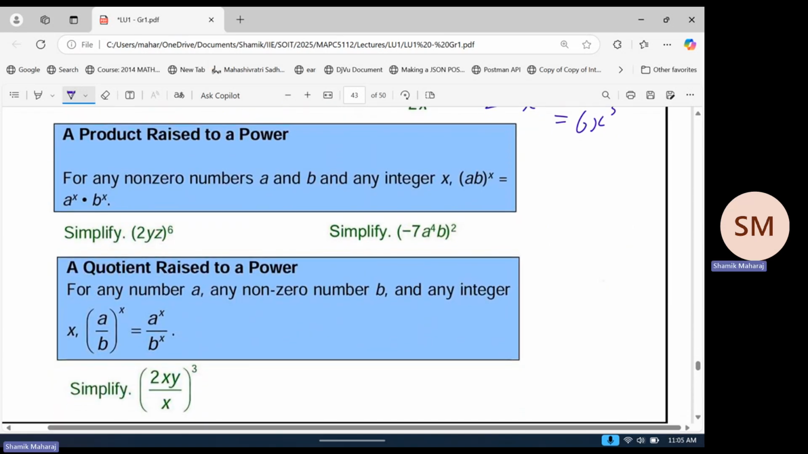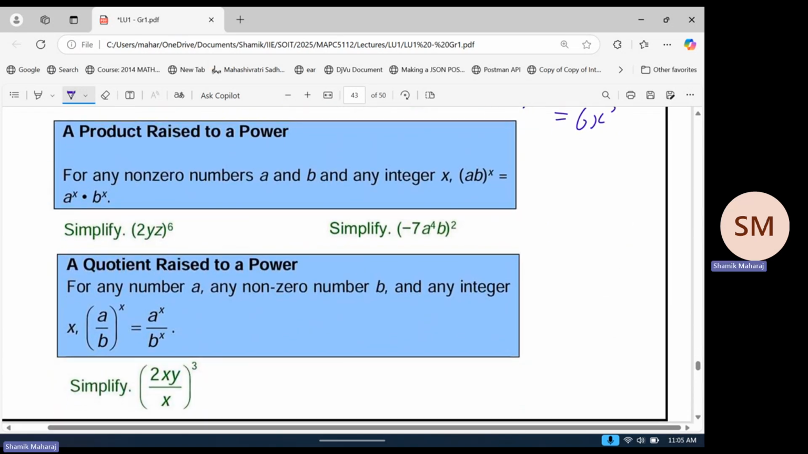Product raised to a power, okay. So this is one of the easiest things, but one of the probably most misunderstood sections. So we must be careful here. This just says if you have a product raised to a power, the power distributes into the individual variables inside the product. So for example, 2yz raised to the power 6 just becomes 2 to the 6, y to the 6, z to the 6. Right? Just distributes, that's all.